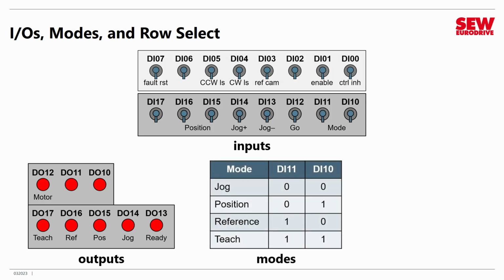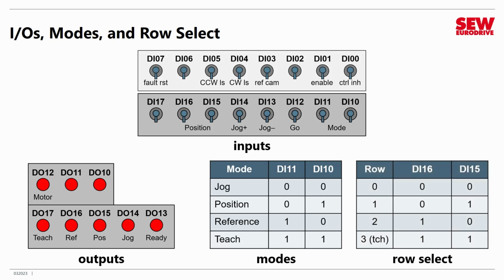These are the modes. You go into jog mode if DI10 is 0 and DI11 is 0. You go into position if DI10 is 1 and DI11 is 0. You go into reference mode if DI10 is 0 and DI11 is 1. And if they're both on, you go into teach mode. So it's basically a 2-bit number comes in, 0, 1, 2, and 3 in decimal, and that determines what mode you're in. And also, I'm going to suggest the state you're in. Each one of these will be a state.